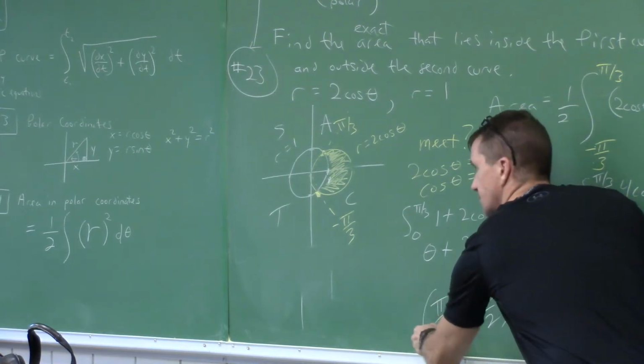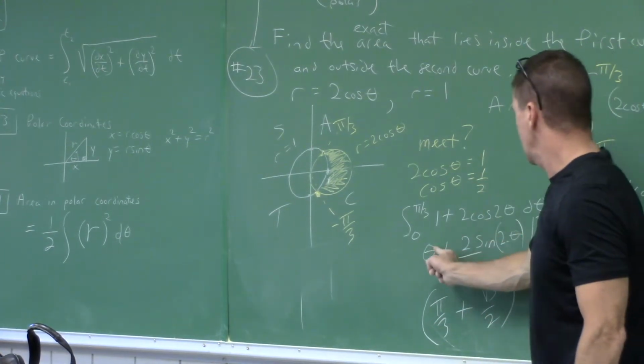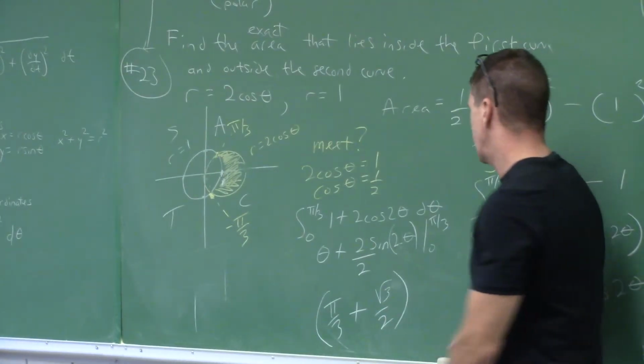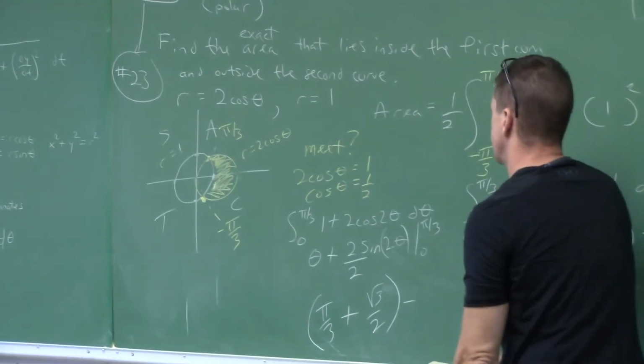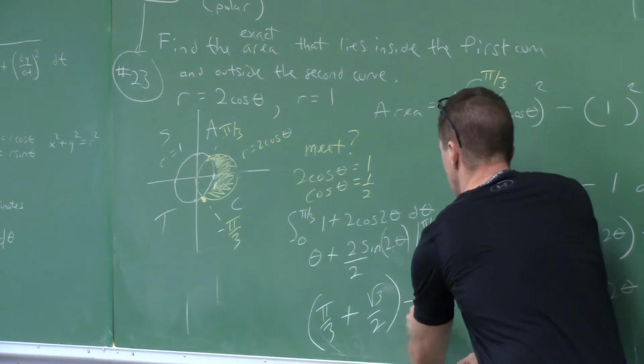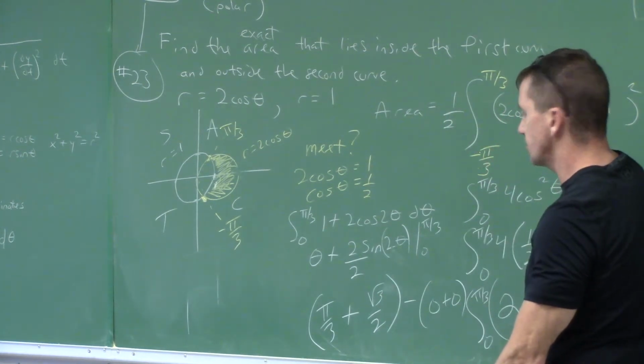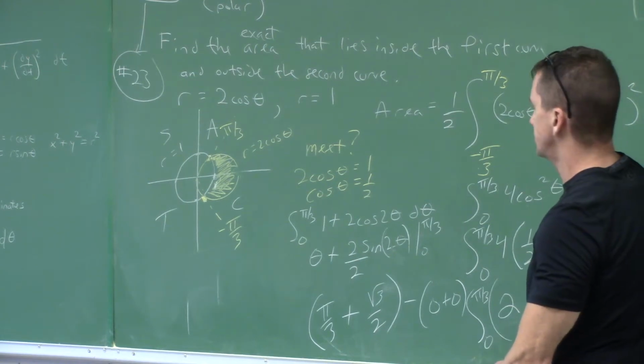Everyone okay with this trig? Sine of 2 pi over 3 is this. Minus, oh, this should be easy. What's 0 plus 0? There's your answer. Pi over 3 plus square root of 3 over 2.